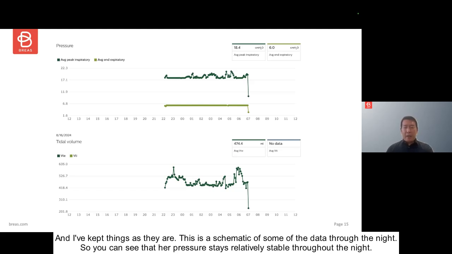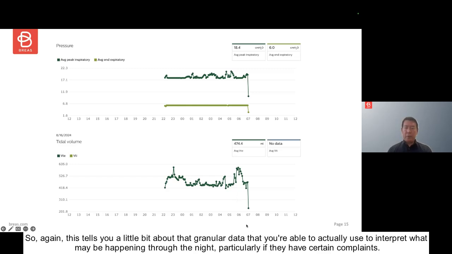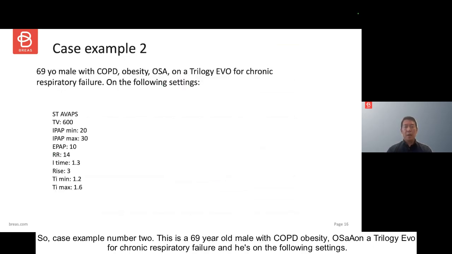This is a schematic of some of the data through the night. You can see that her pressure stays relatively stable throughout the night. And then you can see that there are times when her tidal volume does fluctuate, but for a lot of the time between, say, midnight and 6 a.m., her tidal volume delivery seems to be right on target. So again, this tells you a little bit about that granular data that you're able to actually use to interpret what may be happening through the night, particularly if they have certain complaints.